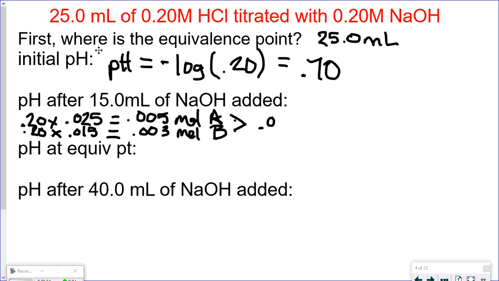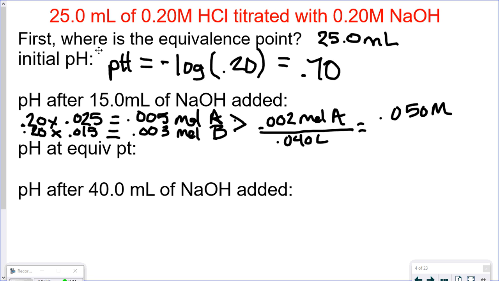Now, we do need our molarity in order to find pH, but now our total volume has changed. So our total volume, because we had 25 milliliters of acid and 15 milliliters of base, our total volume is 40 milliliters. So our molarity is equal to 0.050 molar.